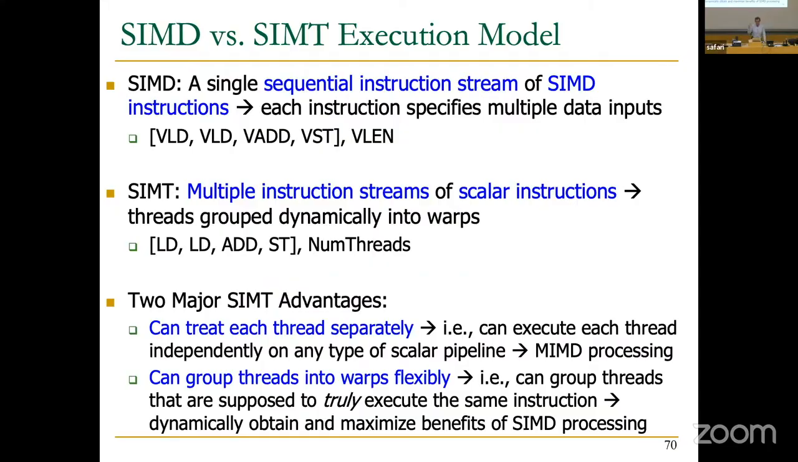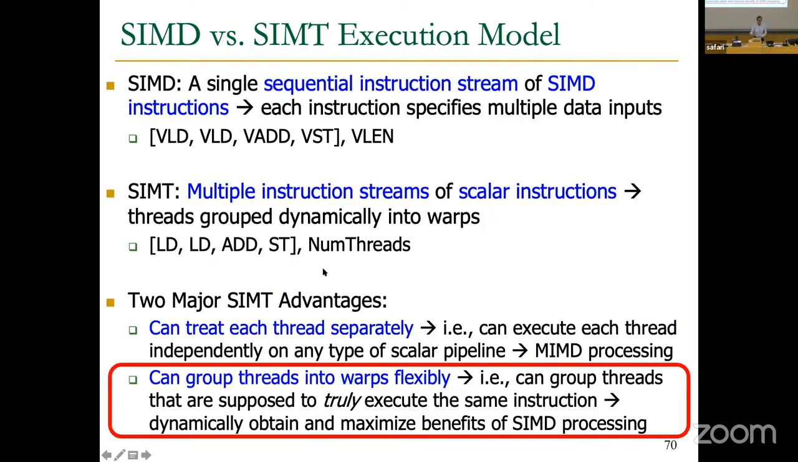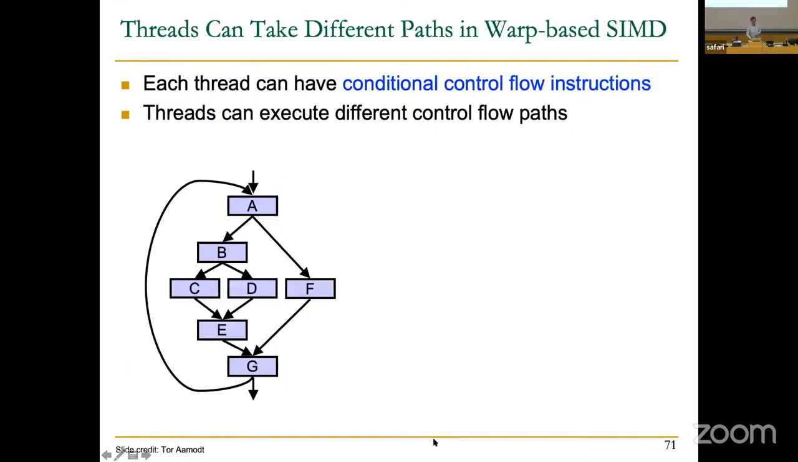Okay, I've shown you this example before, right? So I will not go into this again, but let's talk about this second part. You can group threads into warps flexibly in a GPU. In other words, you can group threads that are supposed to truly execute the same instruction. Dynamically, this way you can obtain and maximize the benefits of SIMD processing. So let's take a look at this.